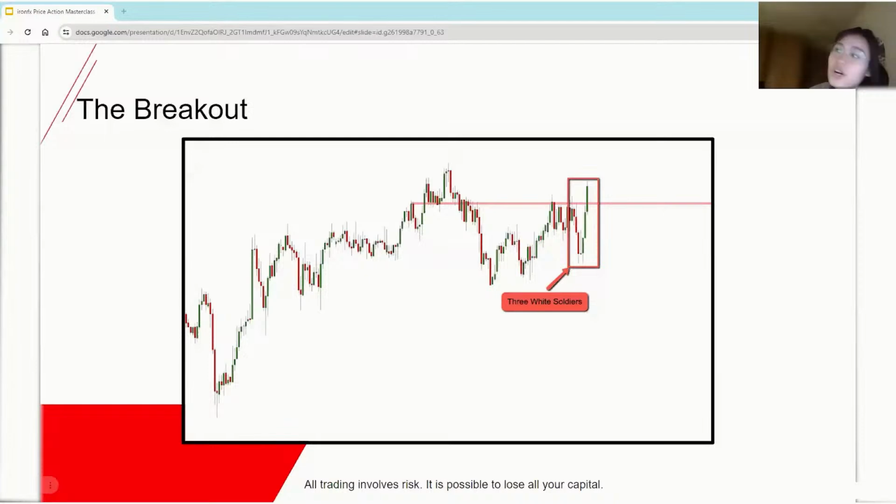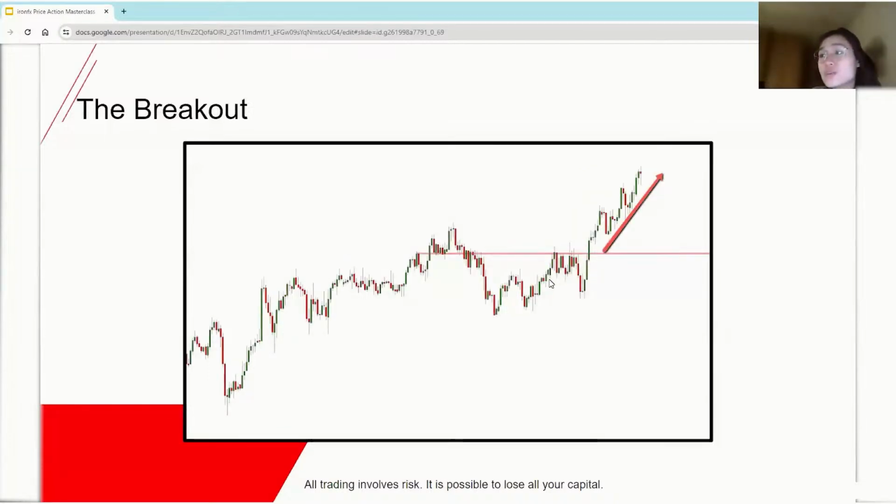Moving on, we can see after these three white soldiers, price broke out really strongly and rose above our resistance area.